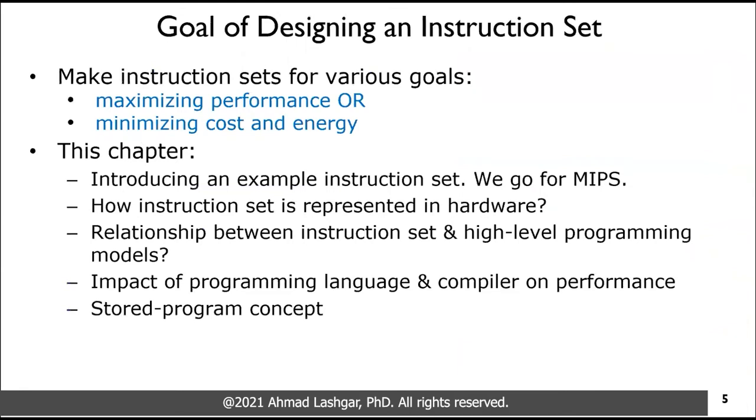The goal of designing an instruction set can be various things. For example, it can be finding a language that makes it easy to build hardware and a compiler, with the goal of maximizing performance and minimizing cost and energy. In this chapter, we are introducing an example instruction set, which is MIPS. We learn how instruction set is represented in the hardware. We learn the format of the instruction set in the hardware as well. We learn the relationship between instruction set and high-level programming models, and we get to know how a compiler converts from high-level to low-level instruction set architecture. We see the impact of programming language and compiler on performance, and we learn the concept of stored program.